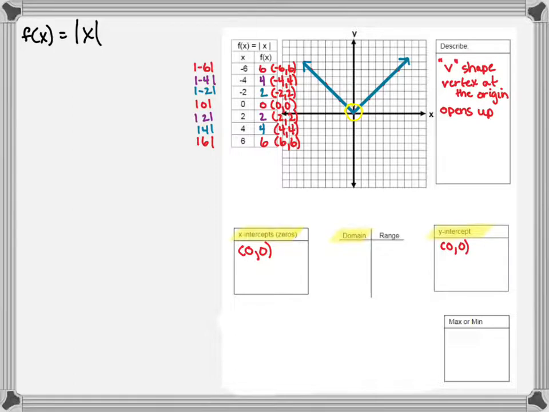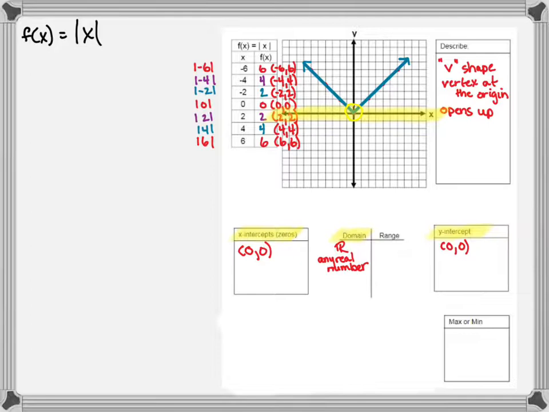Let's identify the domain. So we could say that x can be any real number. We could use the real number symbol because as we look across our graph and I look at the x-axis, there's no x value that's excluded from my graph. So I could write the real number symbol, or I could say x can be any real number. There are a couple other different formats that I could write our domain in.